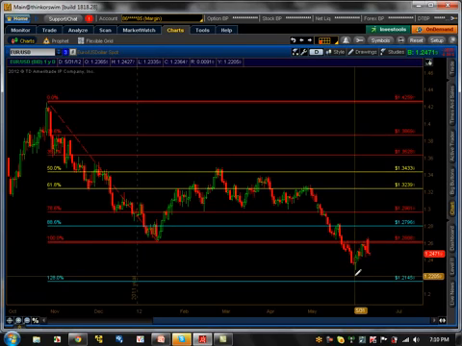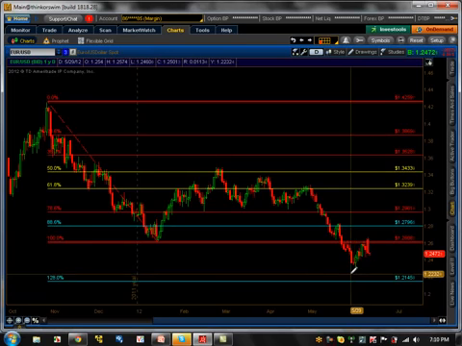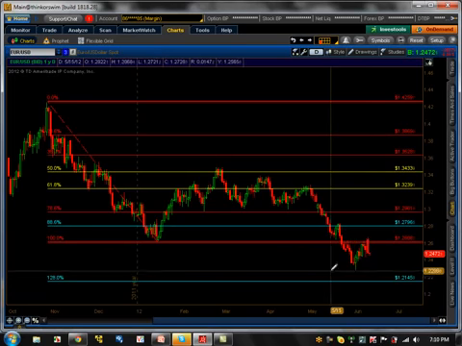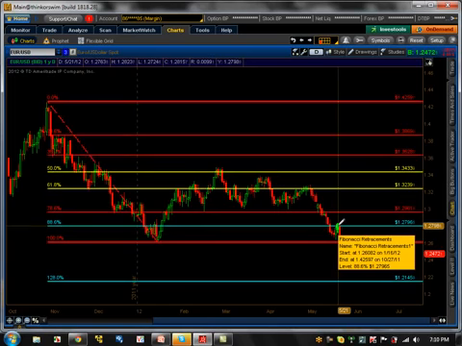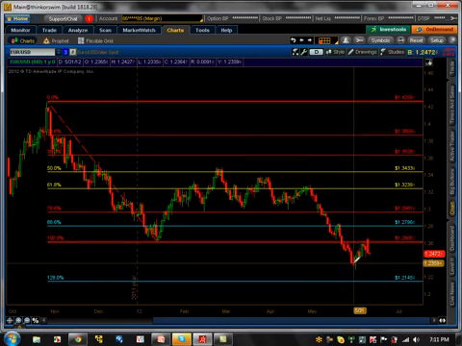Okay? Notice here, it blew past this 88.6, but then look what it did. It pulled back, stopped right there, held it, and then went and blew past it. So now you know how to get in, and you know where to get out, right? So you got 2 levels to get in, and 3 possible levels to get out.